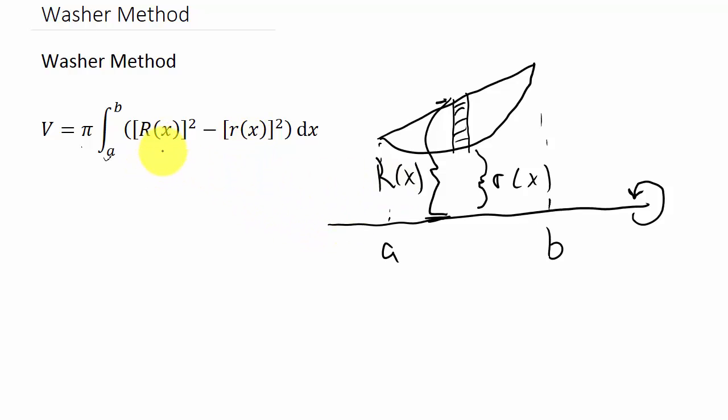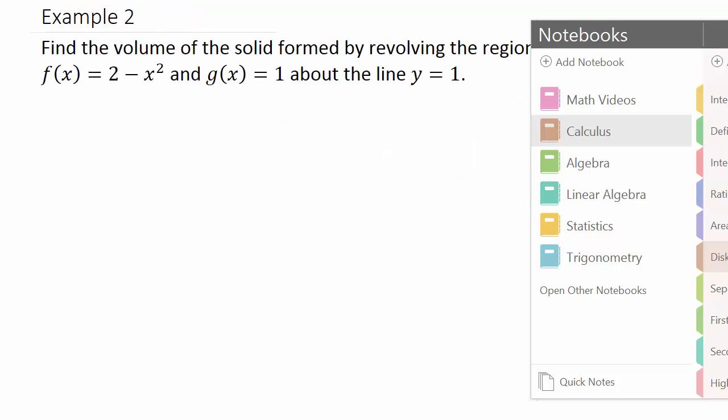Okay, and the big R of x, that's the upper radius or the outer radius, depending on if you're revolving it about a horizontal axis or a vertical axis, and little r is the inner radius or the lower radius. Okay, and that's really all you have to find: big R and little r, square each of them, subtract, and then integrate. Okay, so let's take a look at the second example.